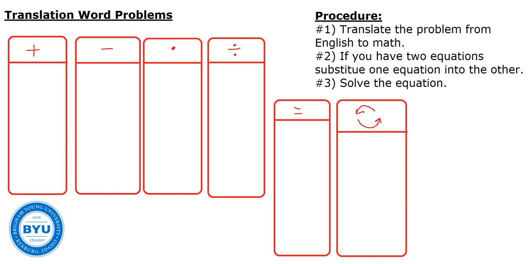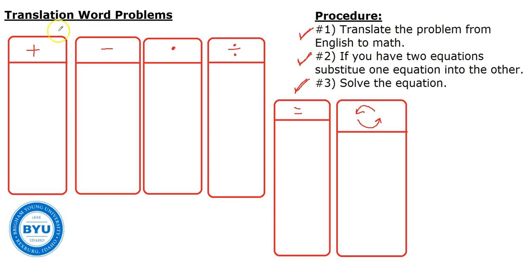Welcome to this quick refresher video on how to do translation word problems. There's a three-step process. Step number one, you need to make sure to translate the problem from English to math. Read it in English, translate to math. Step number two, if you have two equations, you need to substitute one into the other. And then step number three, solve the equation.